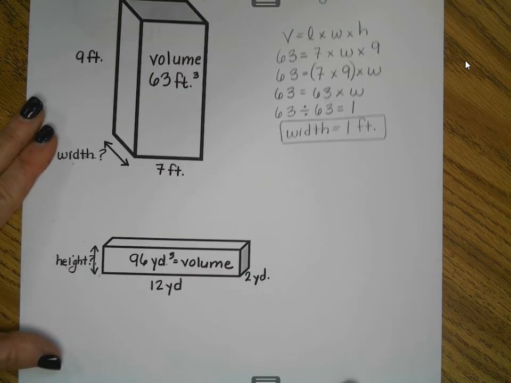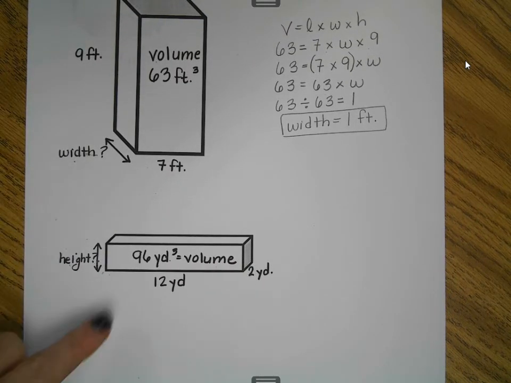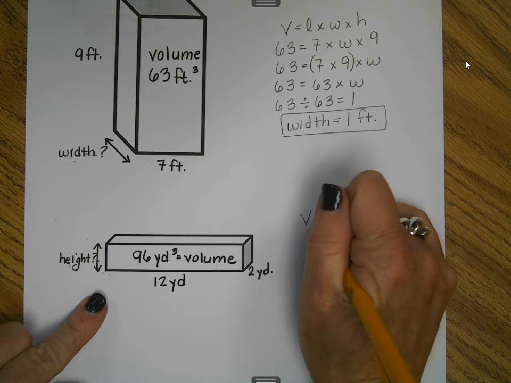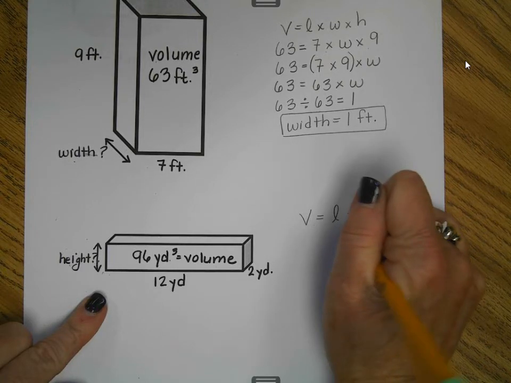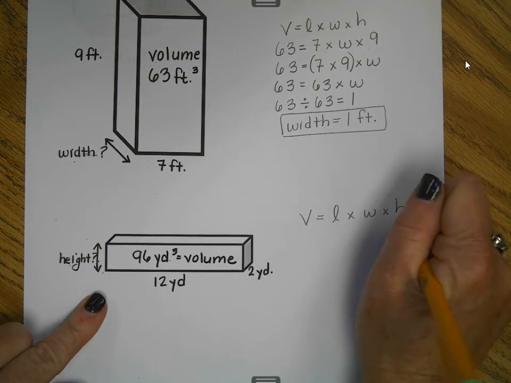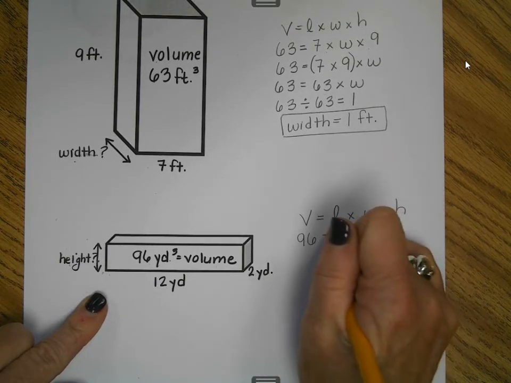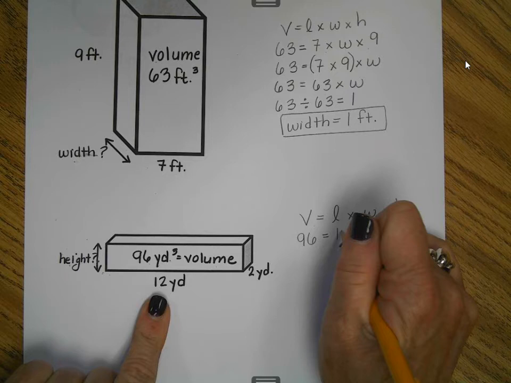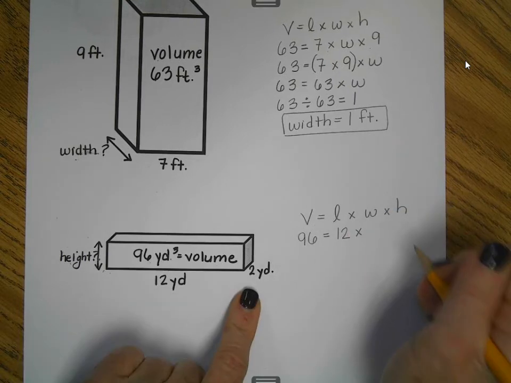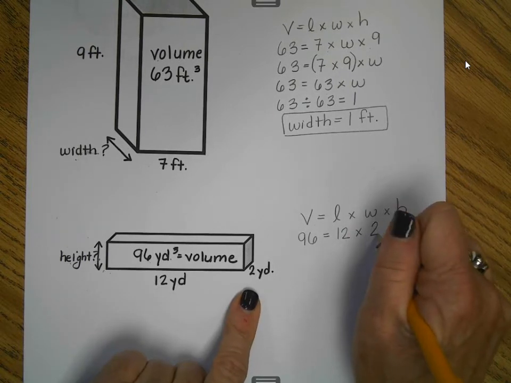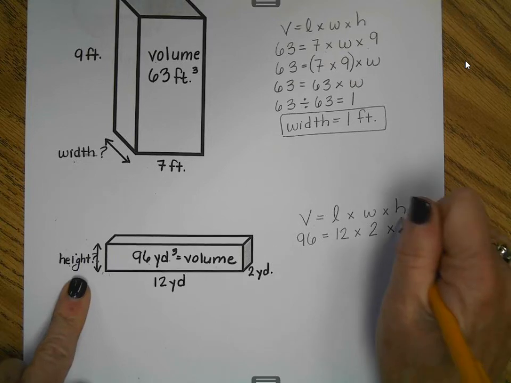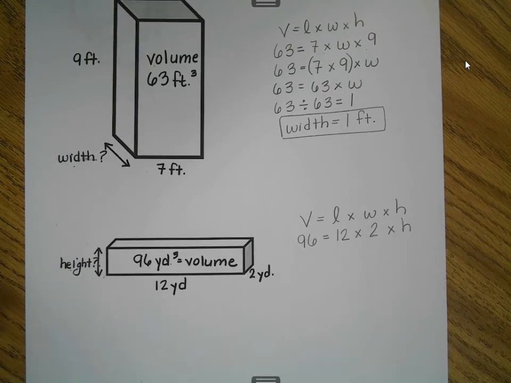All right, here's an interesting looking rectangular prism. Again, we start with that volume formula. All right, the volume is given as 96 cubic yards. The length I see is 12 yards. The width I see is 2 yards. And the height is unknown. So we leave that variable, we leave that h.